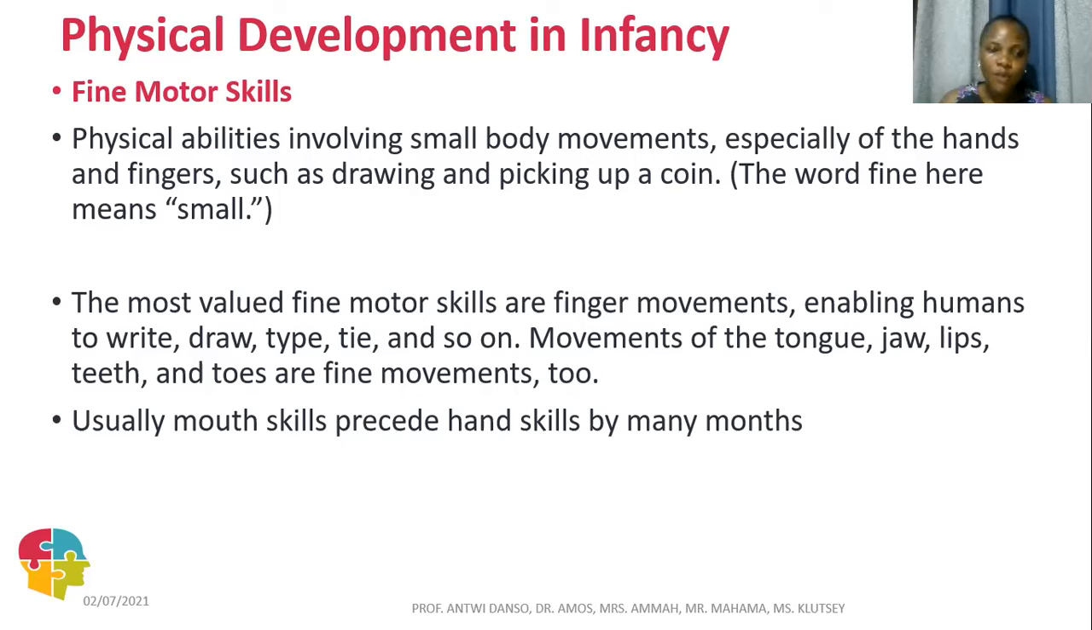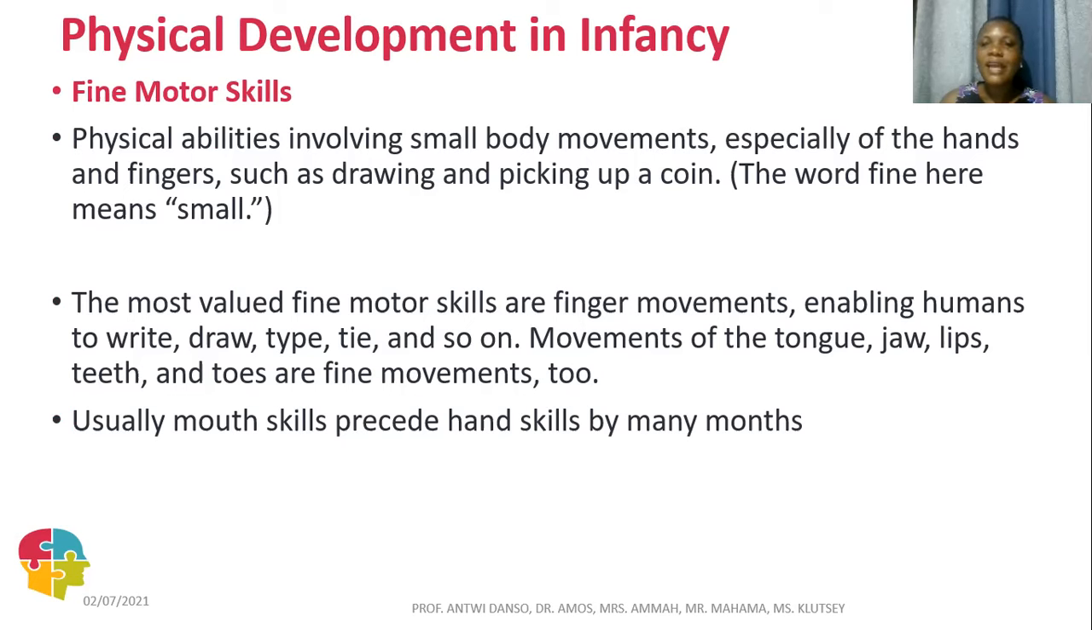So first of all, the child will have to master how to use their hand before they even master how to use their leg or to even move their whole arm, etc. Also, movements that involve the mouth and the facial muscles, like the jaw, the lips, the teeth, etc. They are also fine movements. Usually, the mouth skills precede hand skills. So the child learns how to use the mouth before they even learn how to use what? The hand. Usually, that is it.